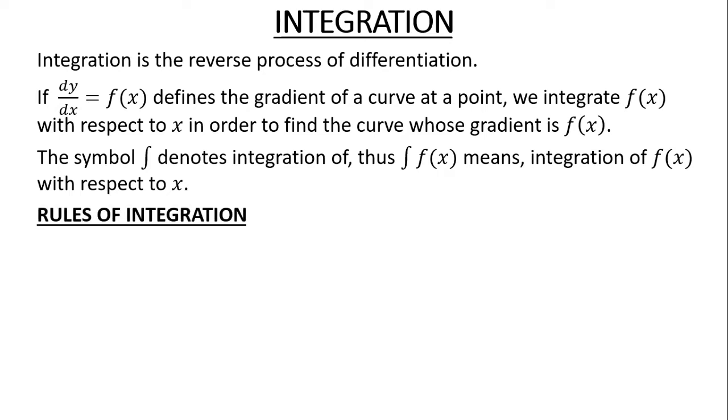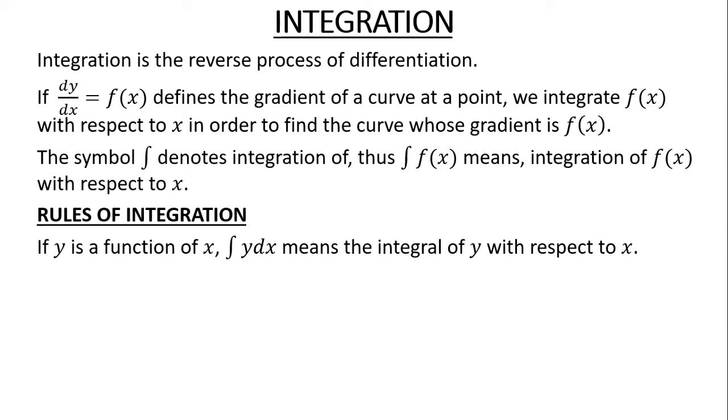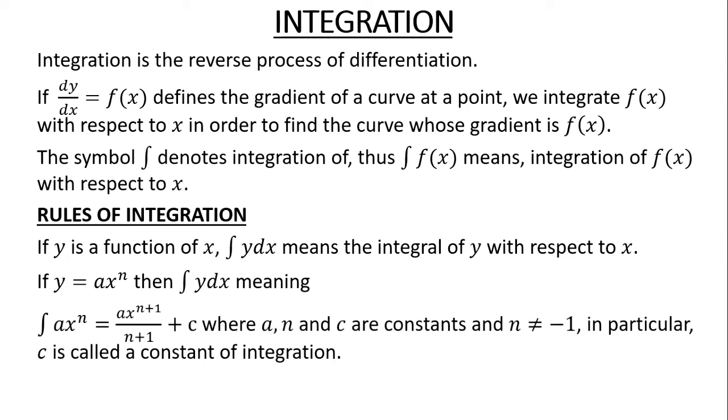Rules of integration. If y is a function of x, the integral of y dx means the integral of y with respect to x. If y equal to ax^n, then the integral of y dx, meaning the integral of ax^n, is equal to ax^(n+1) over n+1, plus c, where a, n, and c are constants and n is not equal to -1. In particular, c is called a constant of integration.